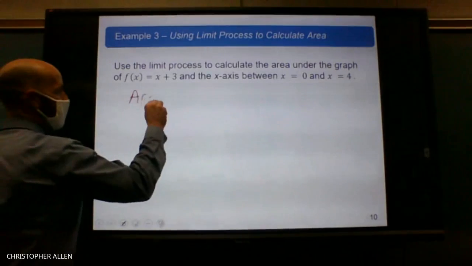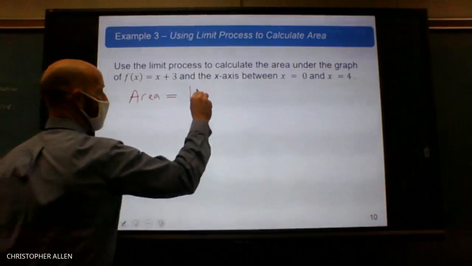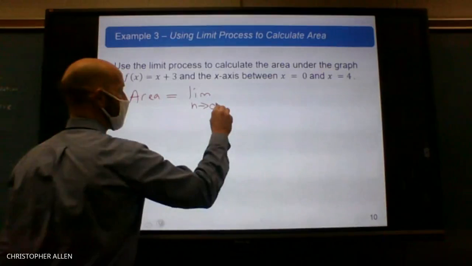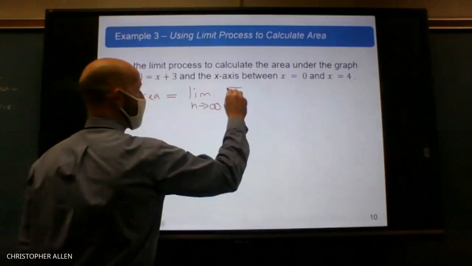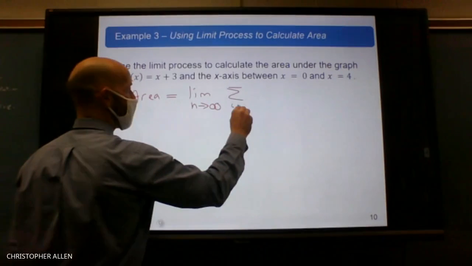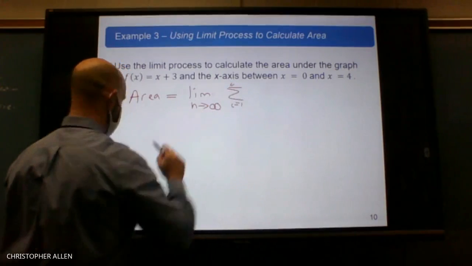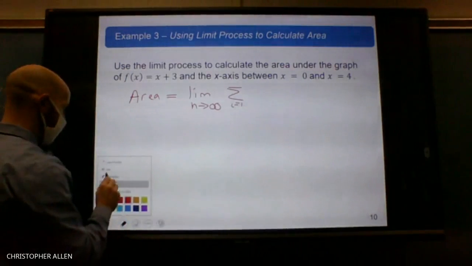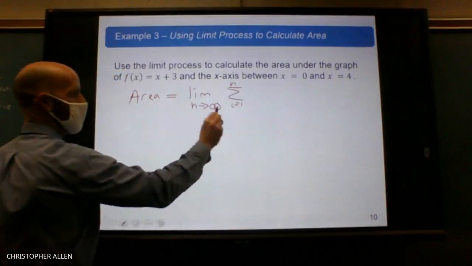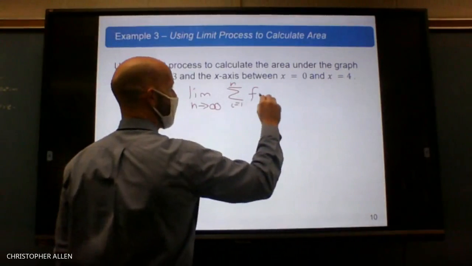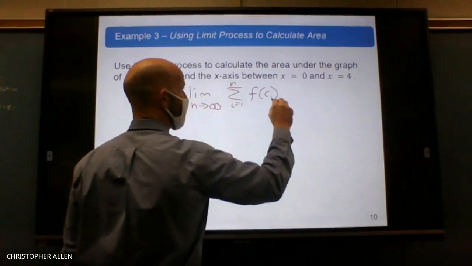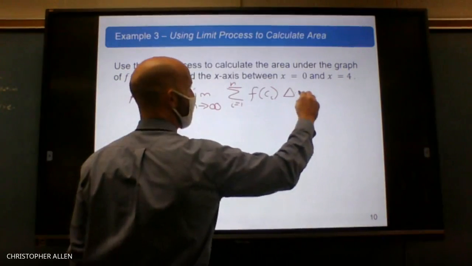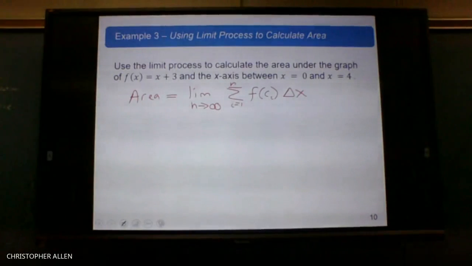So this is area. It is equal to the limit as n goes to infinity, sigma i starting at 1 to, I almost wrote infinity, but it's going to be n. We're taking n to infinity, right? f of c sub i, and then delta x. Holy smokes, that's the formula. Wow. What in the world is that, Mr. Allen?